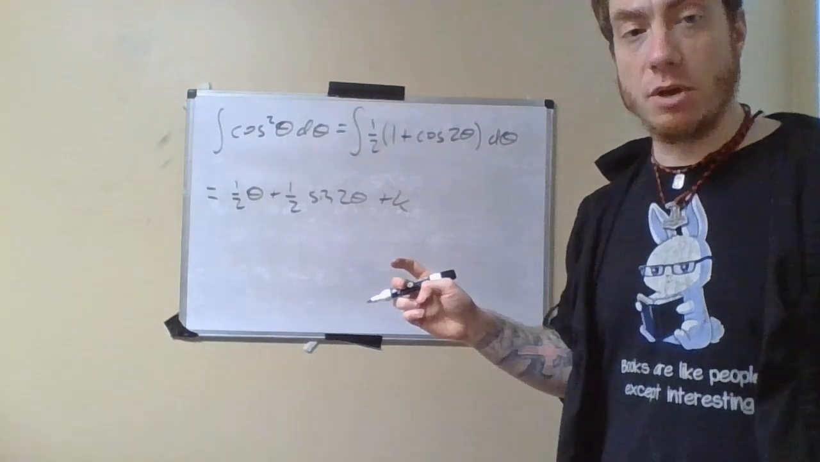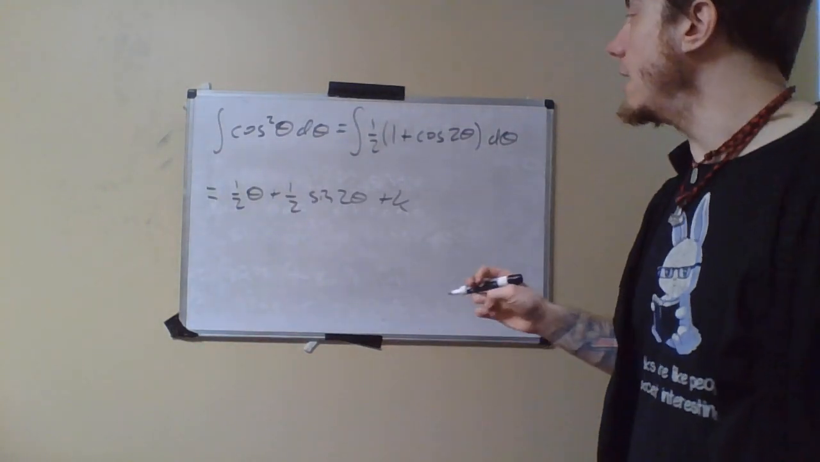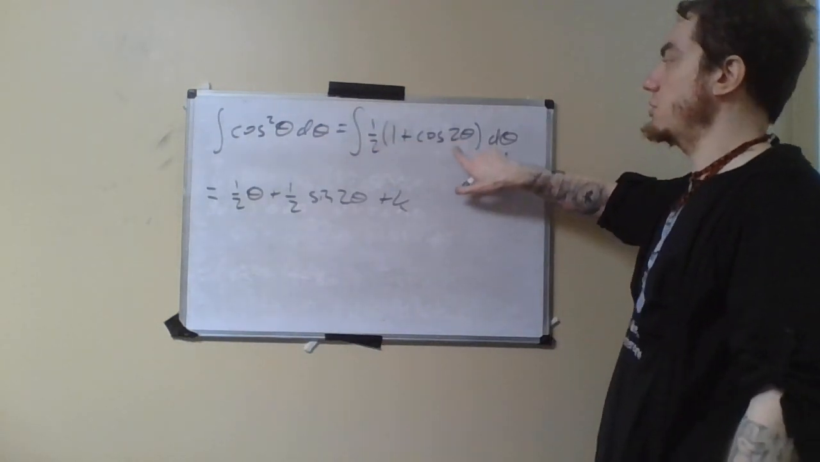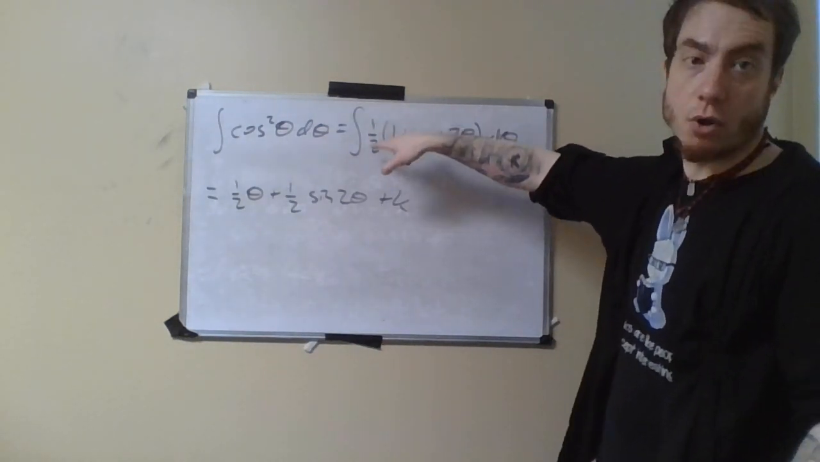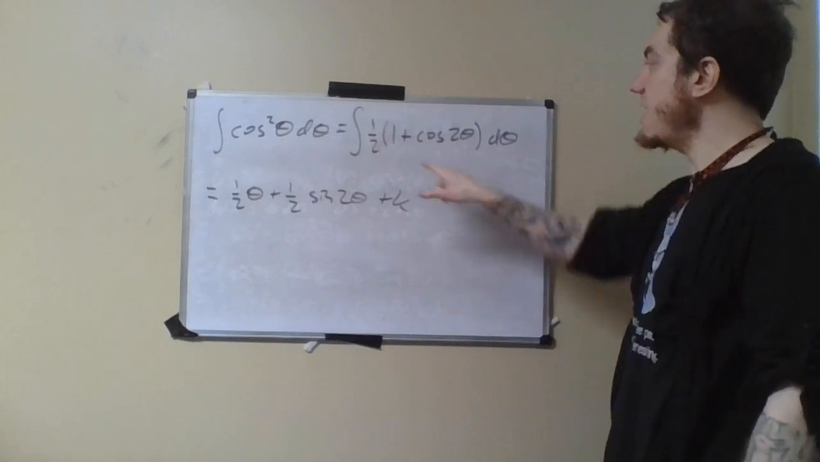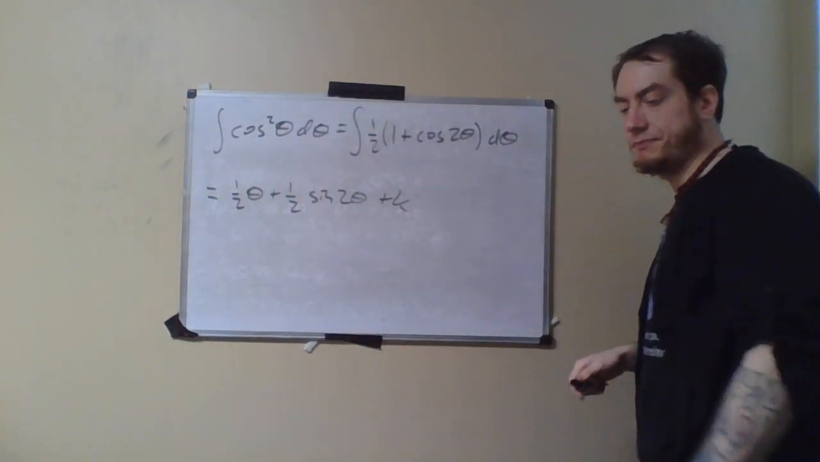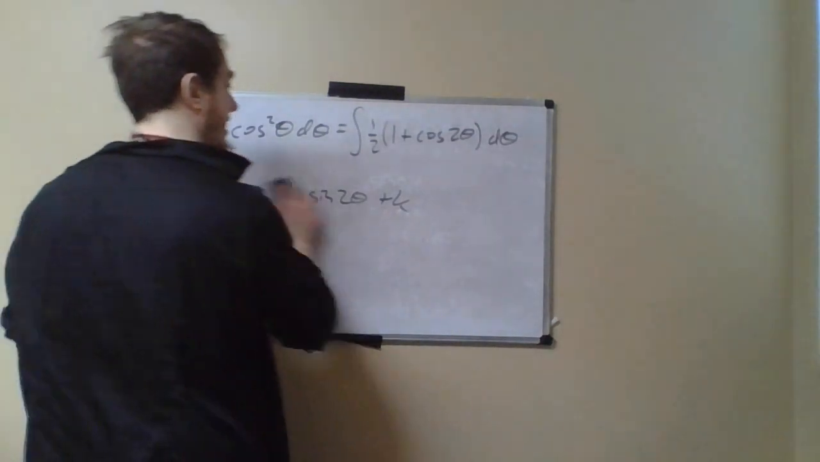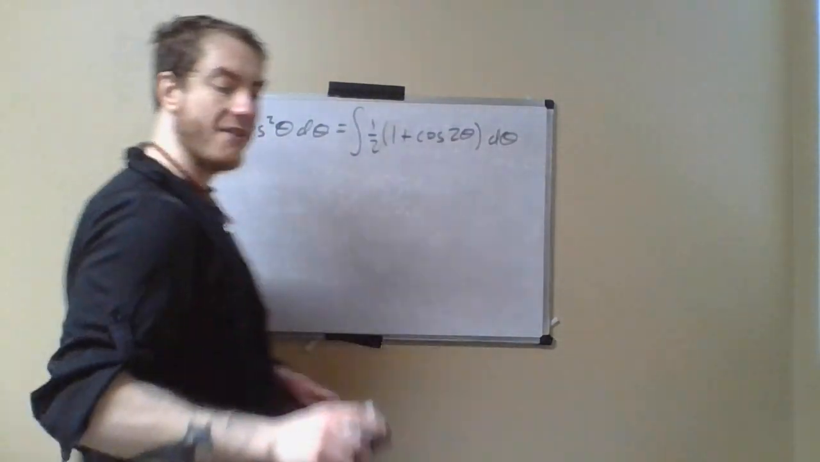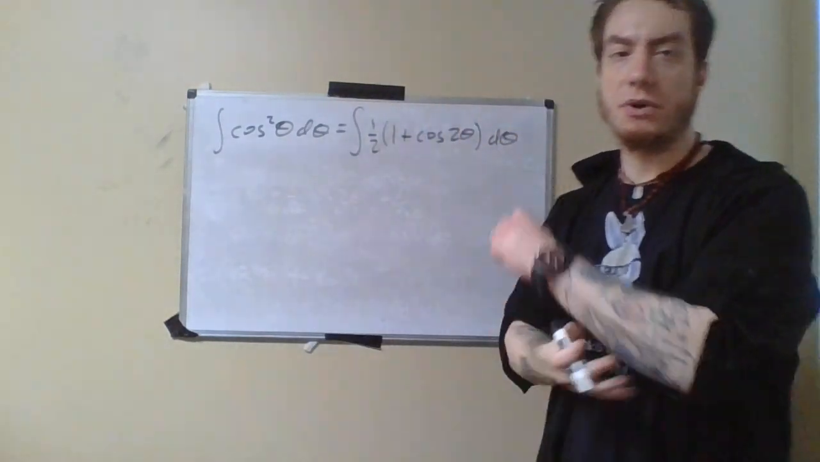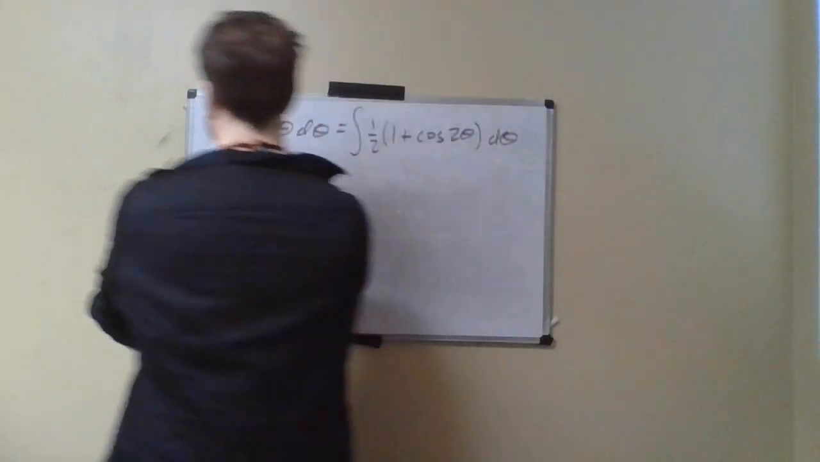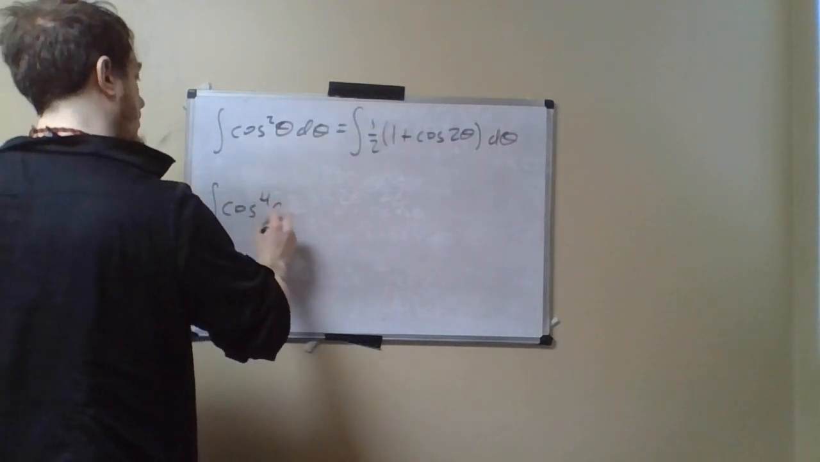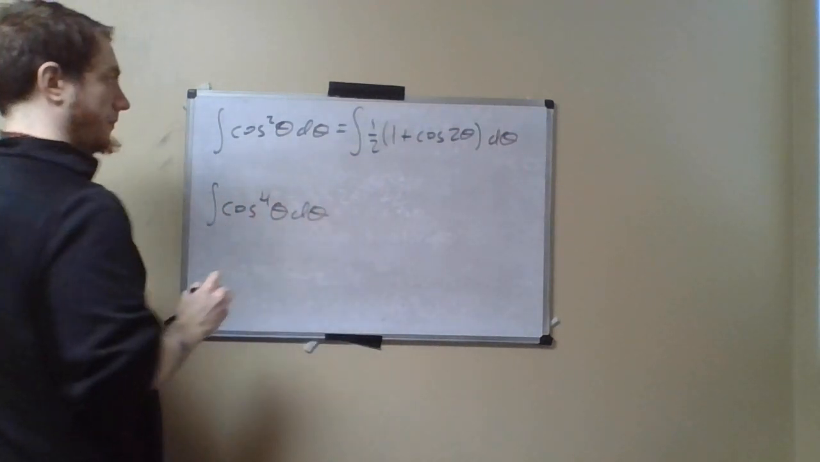So we can now deal with this as long as we take the cosine squared and split it into 1 plus cosine 2 theta with a factor of 1/2 on the front, and then we're able to do this integral. Now, I want to show you the same thing is going to be true if I have a higher power of cosine that is even. So what if I had something that looks like the integral of cos to the 4th theta d theta?